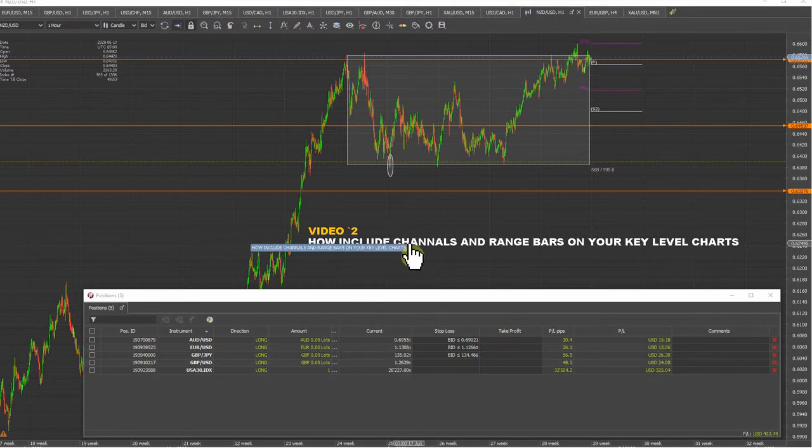Okay, what does it say here? We're going to look at channels. Range bars we looked at, and we're going to go into that in more detail later on. But firstly, let's get our channel lines drawn so that we can have a tradable chart. Okay, so now I'll show you how to do the channels.